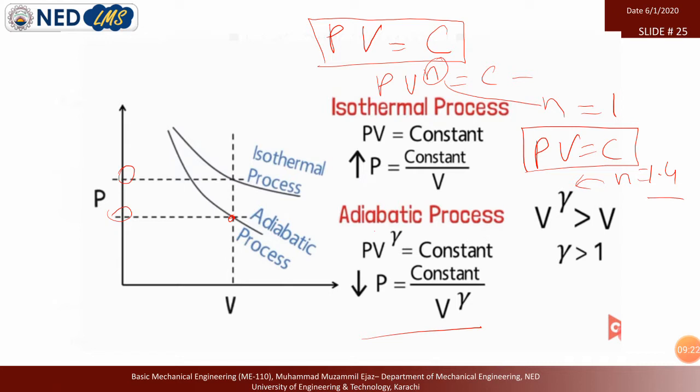In both the processes, the difference is that in isothermal the temperature is kept constant during the whole process, but in adiabatic process the temperature will decrease and increase, but heat transfer remains zero.